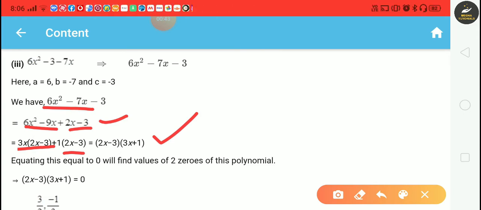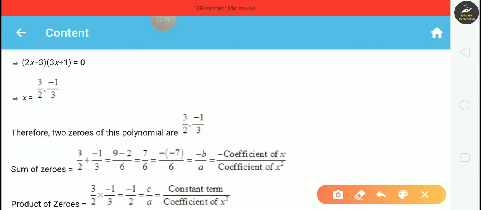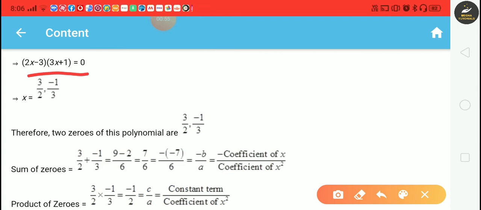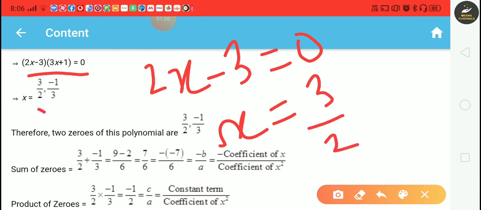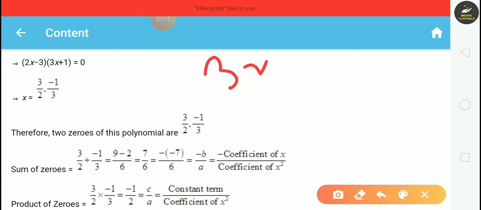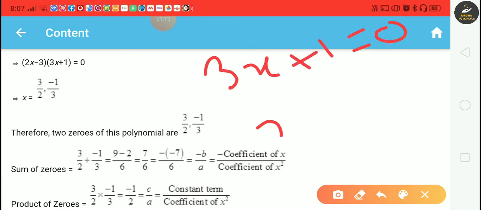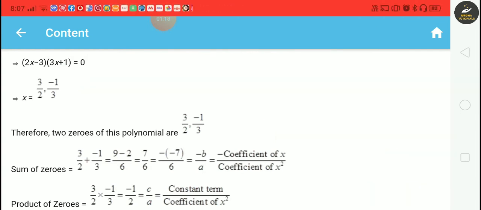Now equate this step with 0 to get the zeros of the given polynomial. So (2x minus 3)(3x plus 1) is equal to 0. It means that 2x minus 3 is equal to 0 or 3x plus 1 is equal to 0. So from 2x minus 3 we will get x is equal to 3 upon 2. So this is one root, and from the second bracket we will get 3x plus 1 is equal to 0, so x is equal to minus 1 upon 3. So this is the second root. So alpha is 3 upon 2 and beta is minus 1 upon 3.